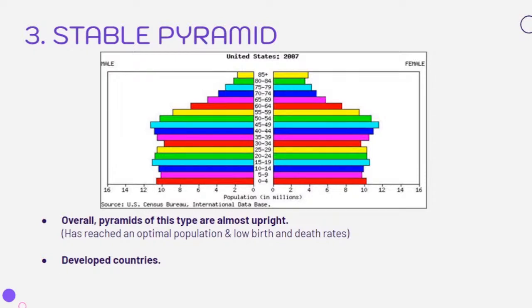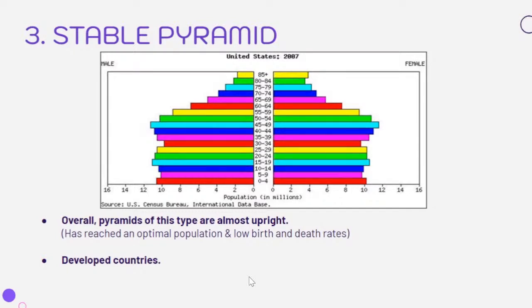Third is the stable pyramid. Overall, pyramids of this type are almost upright. The shape of the pyramid is balanced. This pyramid has reached an optimal population with low birth and death rates, maybe due to a high level of health and awareness in healthcare.